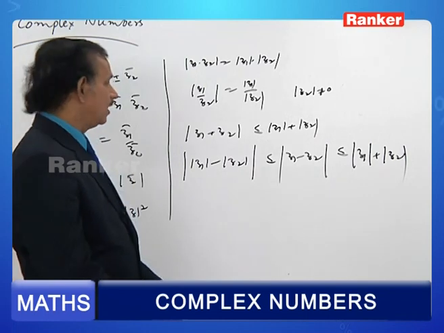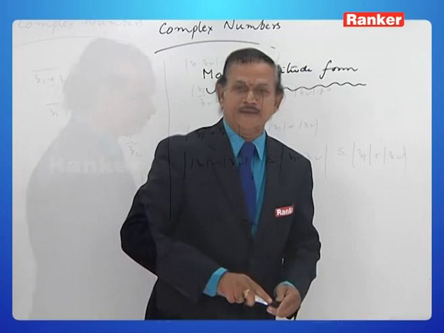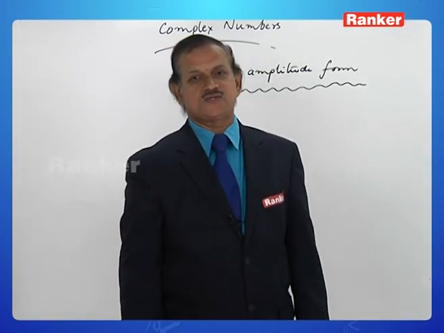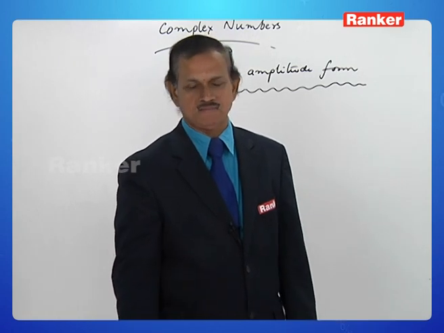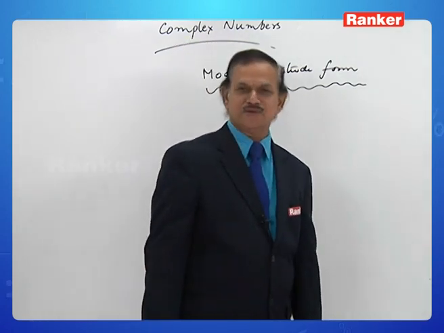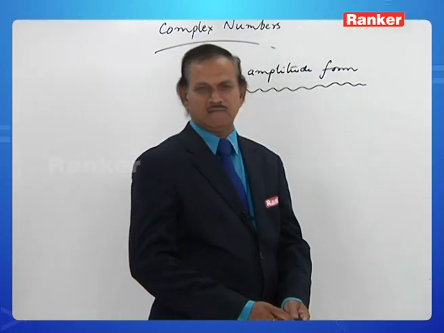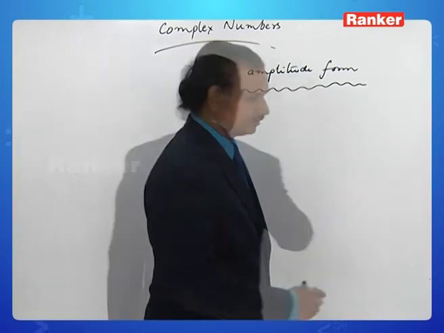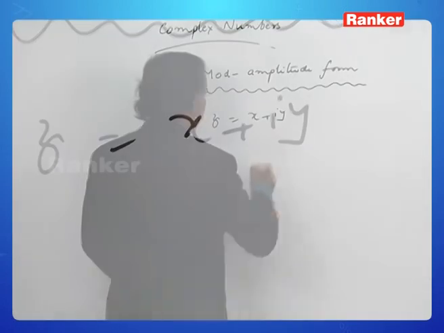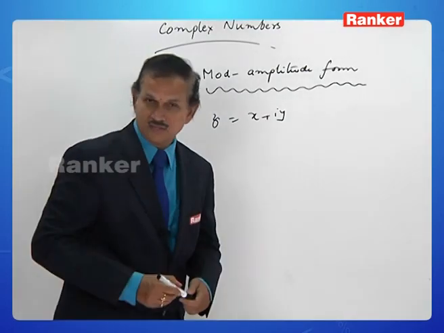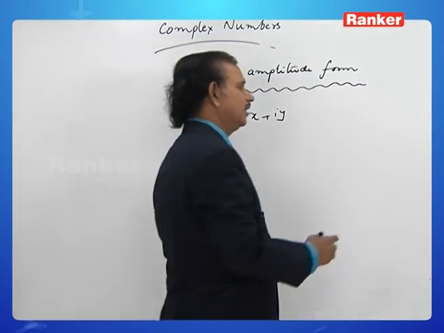Next one, we shall go through one more important concept regarding complex numbers. Now it is a case of special interest for us to deal with the important concept, namely the mod amplitude form of a complex number. What is meant by that mod amplitude form? Basically, what is meant by amplitude? Let us now try to recollect that. Let z is equal to x plus iy be a complex number with us.